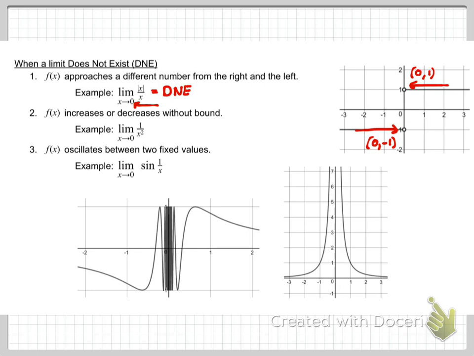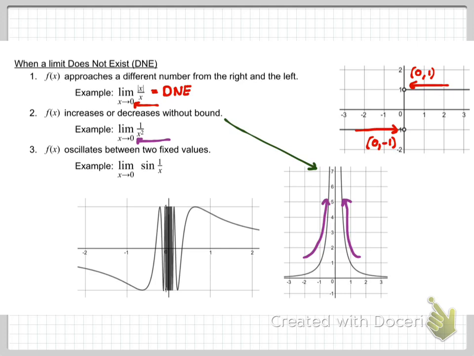Another situation is where the function increases or decreases without bounds. So here, this graph is our next one, the limit as x approaches 0 of 1 over x squared. You notice as x approaches 0, on the left side, it's going to be going up forever, and on the right side, it's going to be going up forever as well.